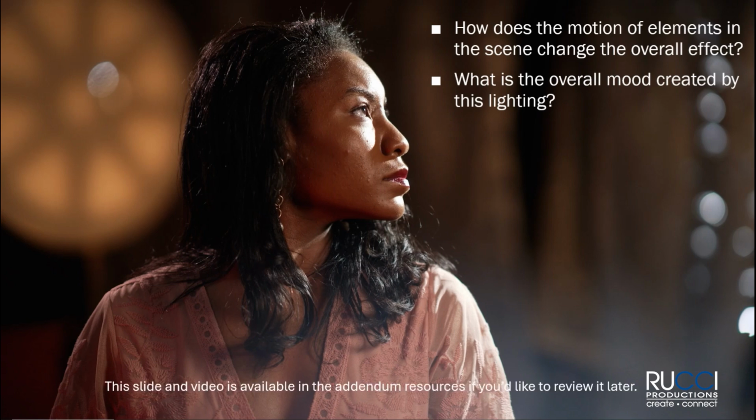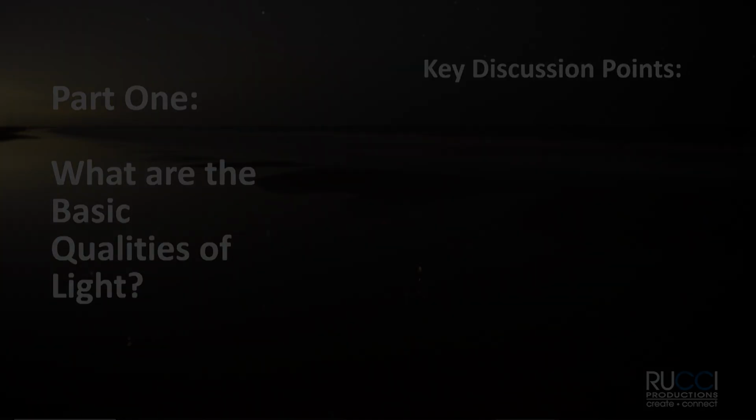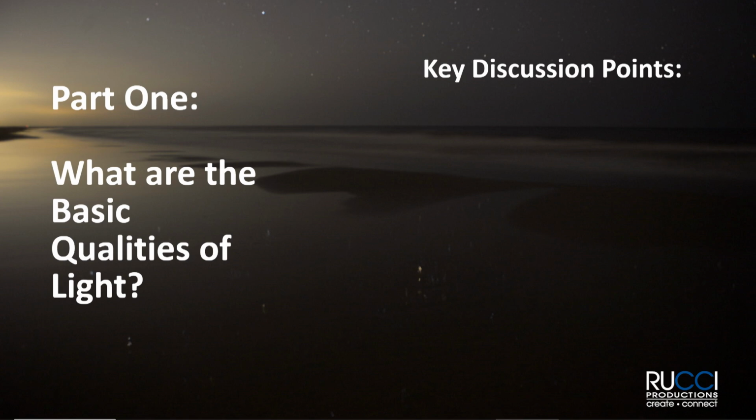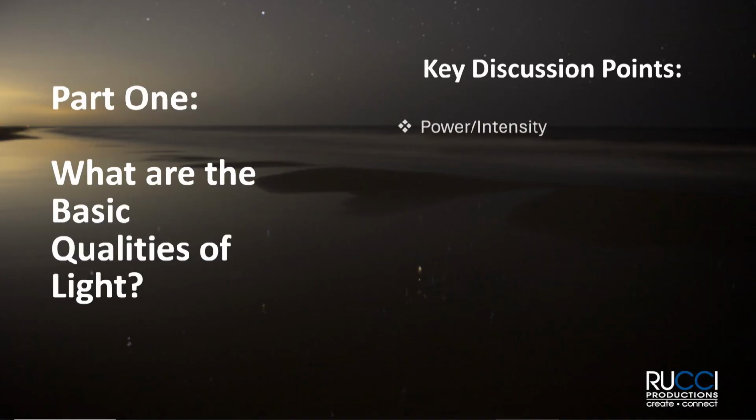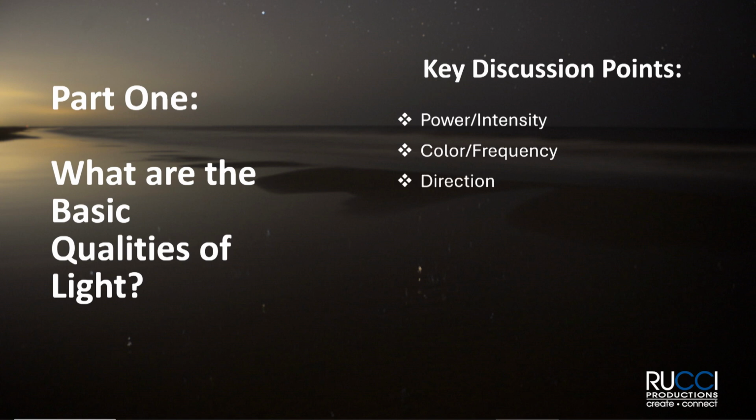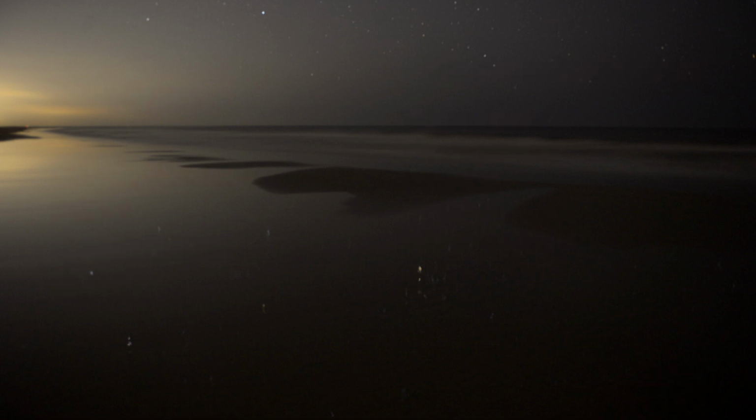This video and these still photos with all these questions are available in the materials that you have. Now, by way of organizing the information in this course, we're going to go through some basic qualities of light. Those being power or intensity, color or frequency, direction, reflectivity of the objects that the light's hitting, and the broadness or diffusion or spread of the light source. These are the characteristics that shape the light you're seeing. So that's a quick outline of the course.